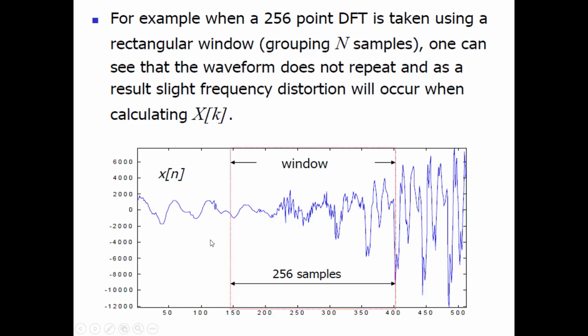This is an example of the result of windowing. This is the x[n] discrete sequence, right? But we are trying to take the DFT of 256 samples from this point to this point, that means 144 to 400. So this is our window of 256 samples. You will see that there will be some distortion that will appear with this rectangular windowing process. For example, when a 256 point DFT is taken using a rectangular window, one can see that the waveform does not repeat, and as a result, slight frequency distortion will occur when calculating X[k].